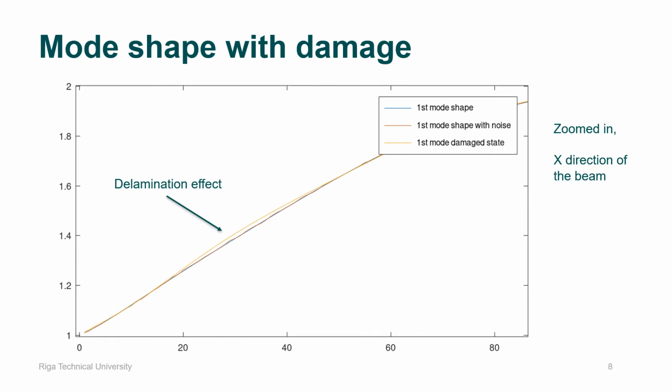The noise added to the original mode shape slightly alters the values of each shape point. It is intentionally made with smaller intensity than the damage to test the algorithm for procedure correctness, not for sensitivity. As you can see on the plot, the yellow line shows delamination at certain points, while the mode shape with noise has random and small perturbations around the healthy state.